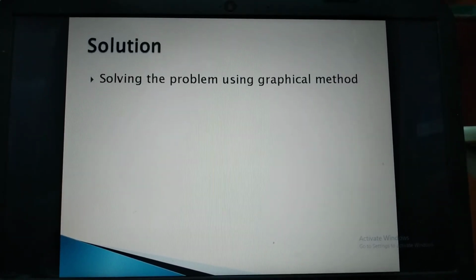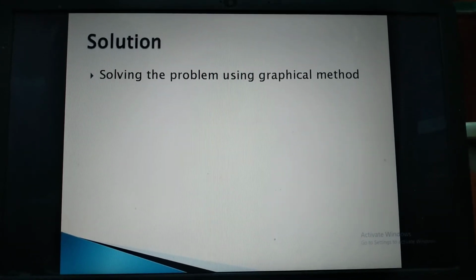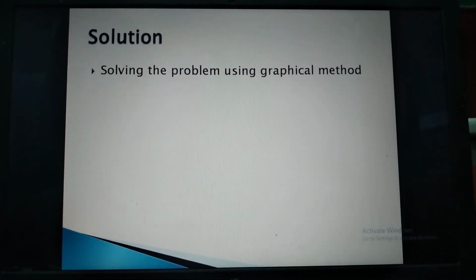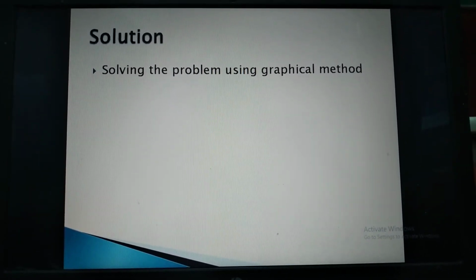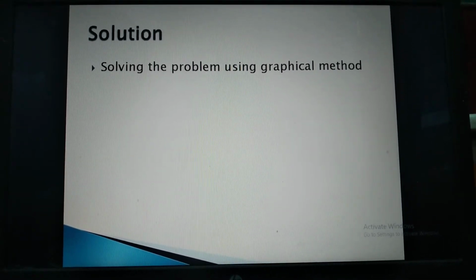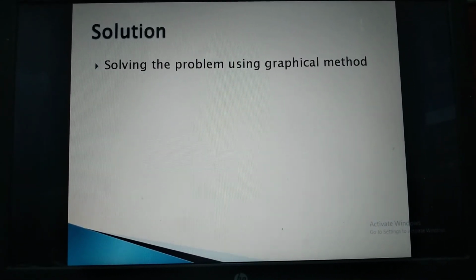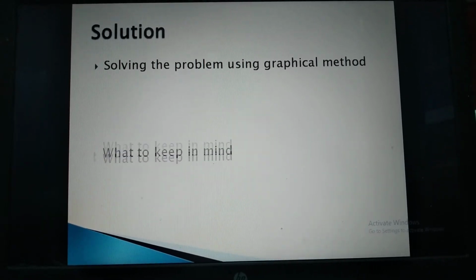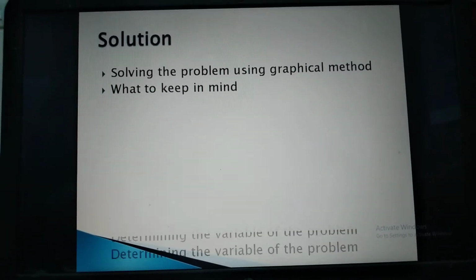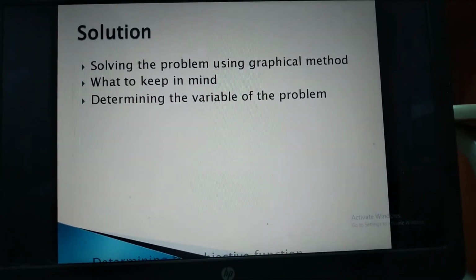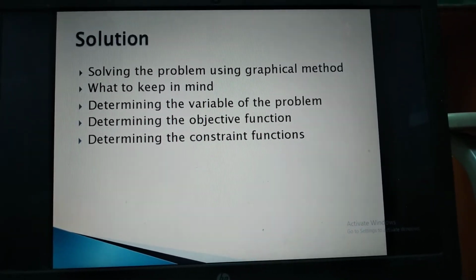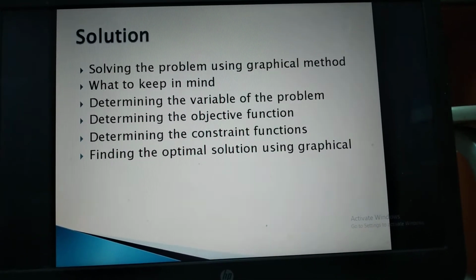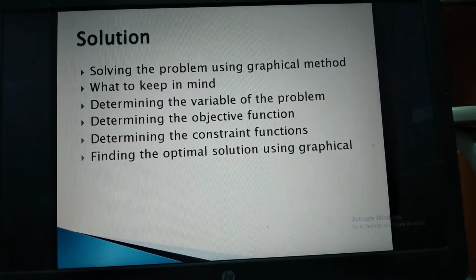So the question that we are asking ourselves: how to get the solution? When we are getting the solution, there are two ways. Either we solve it with the graphical method or we solve it with the simplex method. This question, we start with the graphical method. In the graphical method, number one, what to keep in our mind: determine the variables of the problem. Two, determine the objective function. Three, determine the constraint functions. Then four, find the optimal solution using the graphical method.